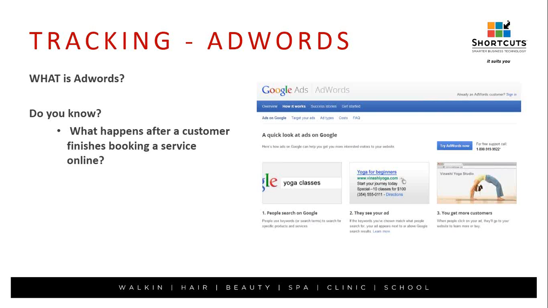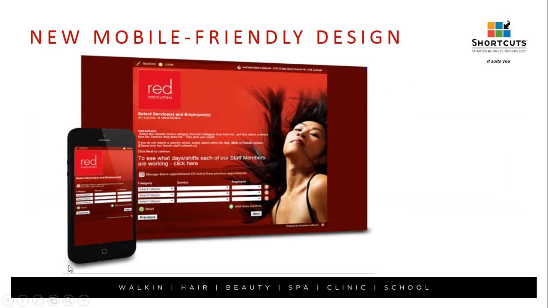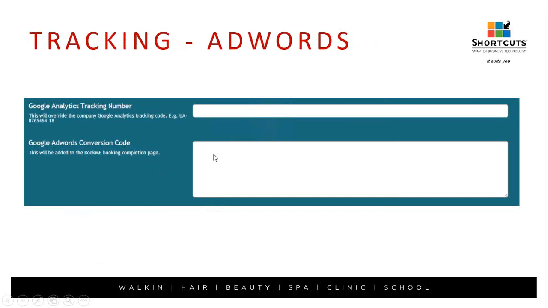So there are a couple of functionalities that we can use. As I said, Google Analytics is a free service, but AdWords you do need to pay for. Once you've got that conversion code, it just goes in that box there, and then that will be added to the completion page. So once somebody's completed their booking, it will tell us exactly where that client's going afterwards.